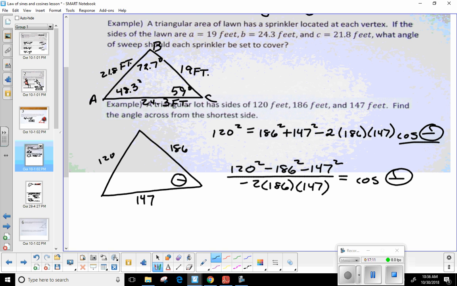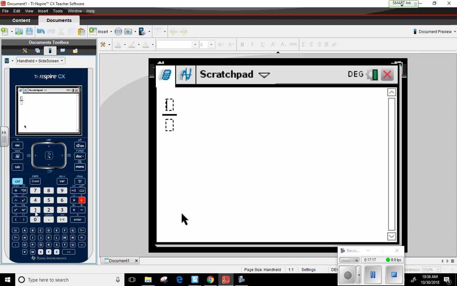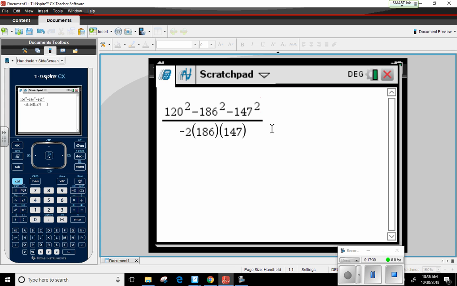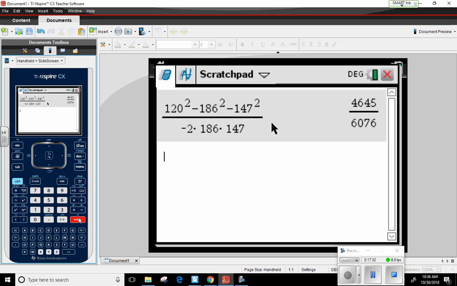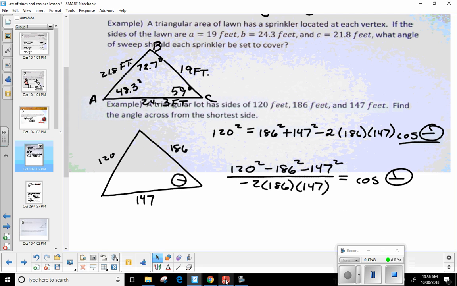Okay, so let's see what that is. Document B out here, so control divide. Start with 120 minus the 186 minus the 147. And this is all over negative 2 times 186 times 147. I'm getting that cosine of theta should equal this. And if you want to go with the decimal, it really doesn't matter because we're about to take the inverse function. So 0.7645 is equal to cosine of theta.